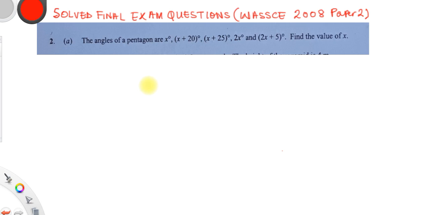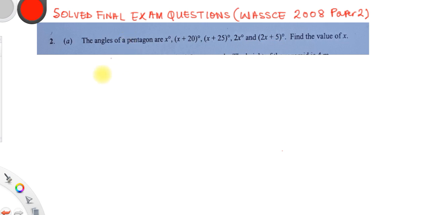Okay, so this is a solved final exam WASSCE question. This is WASSCE 2008 paper 2, question number 2a. It says that the angles of a pentagon are x degrees, x plus 2 degrees, x plus 25 degrees, 2x degrees, and 2x plus 5 degrees. Find the value of x.